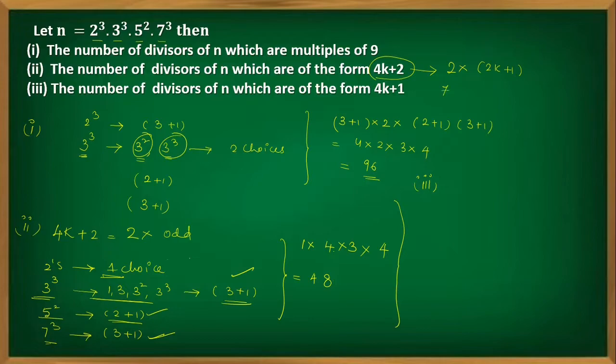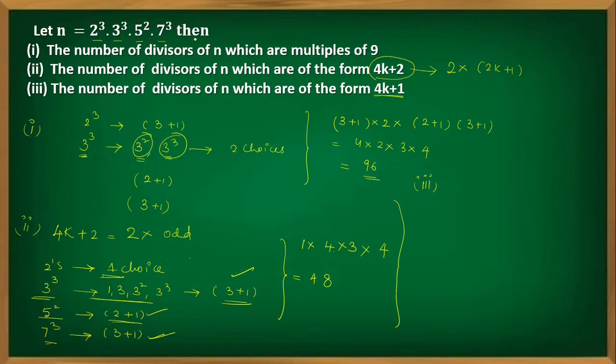If you select 7, 7 is not of the form 4k plus 1, it is of the form 4k plus 3. 7 is 4 ones are 4 plus 3. So though it is odd, it is not of the form 4k plus 1. But if you consider 5, 5 is of the form 4k plus 1, 4 ones are 4 plus 1. So these types of divisors we want. Like this, how many divisors are there?